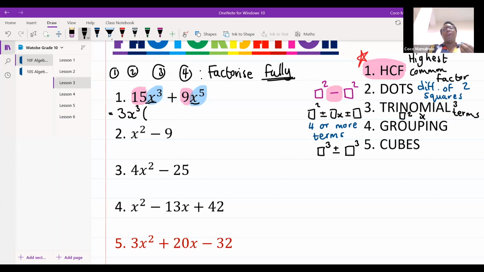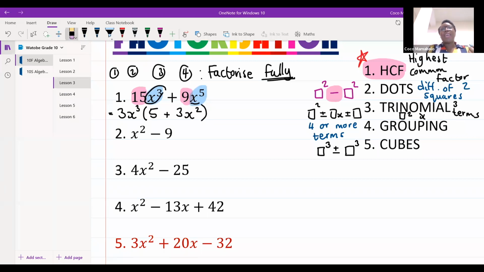Okay, now I'm going to go x cubed divided by x cubed will give me nothing. It'll all be done. But then I still have to go 15 divided by 3, which will give me 5. That's what's left over here. Plus, and then x to the power of 5 divided by x to the power of 3 is going to leave me with x squared, and then 9 divided by 3 will leave me with 3.